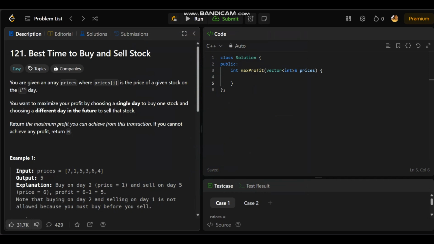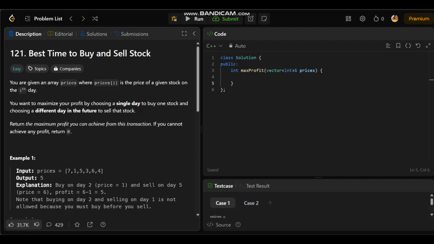So today is day 2 of solving the Blind 75 sheet, and the question is Best Time to Buy and Sell Stock. It's a pretty easy question. You are given an array prices where prices[i] is the price of the given stock on the ith day. So basically here is an array 7, 1, 5, 3, 6, 4, and 7 is the price of stock on day 1, 1 is the price of stock on day 2, and so on.